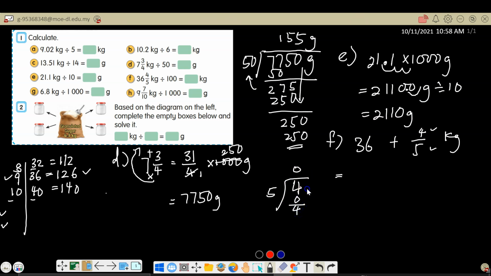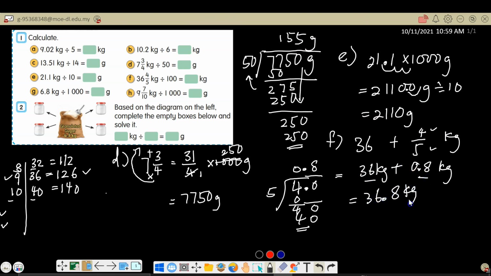0, 5, 0 at decimal point, 8, 5, 4, 0. Decimal point, don't forget. So this is 0.8. Okay, and then you put them back together. This is round number, this is decimal point. Then we can divide 100. Divide 100, you just move decimal point 2 times to the left. 1, 2, dot, add a 0 in front, 0.368 kg.